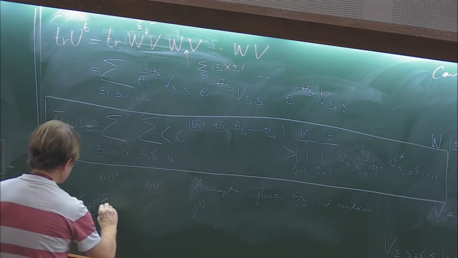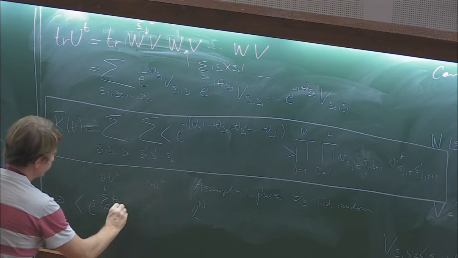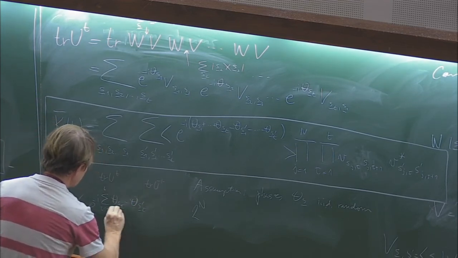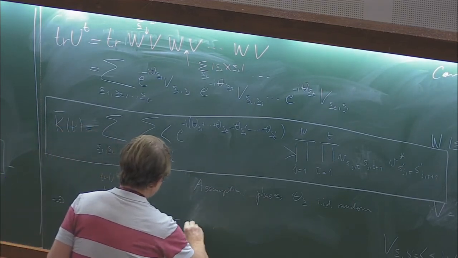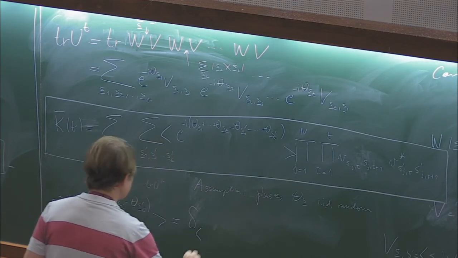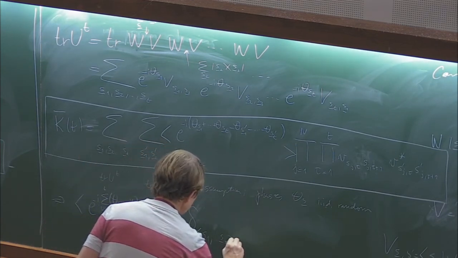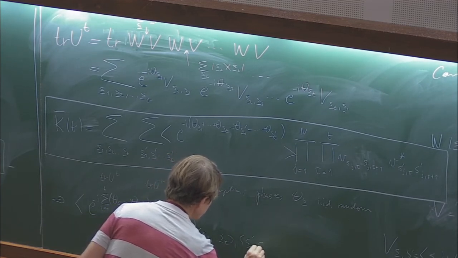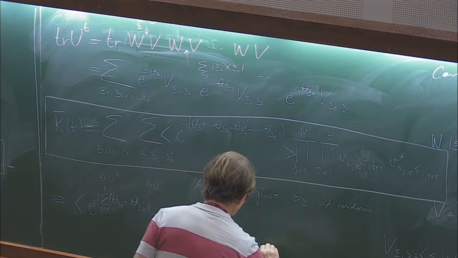the sum over tau, tau prime, is a delta, which asks that this sequence be the same as this sequence. The ordered sequence.